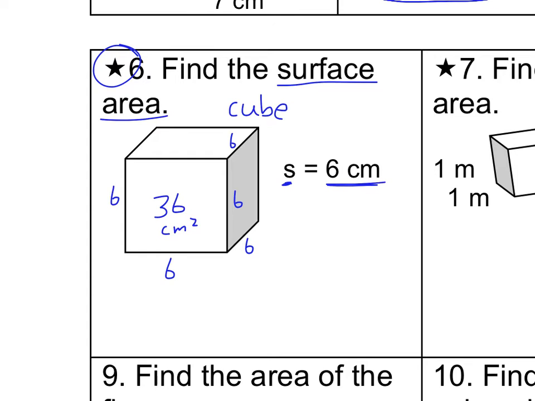And how many surfaces are there on a cube? There are 6. So if we do 36, which is the area of one surface, times 6, which is how many surfaces there are, we get 216 square centimeters total that would cover it.